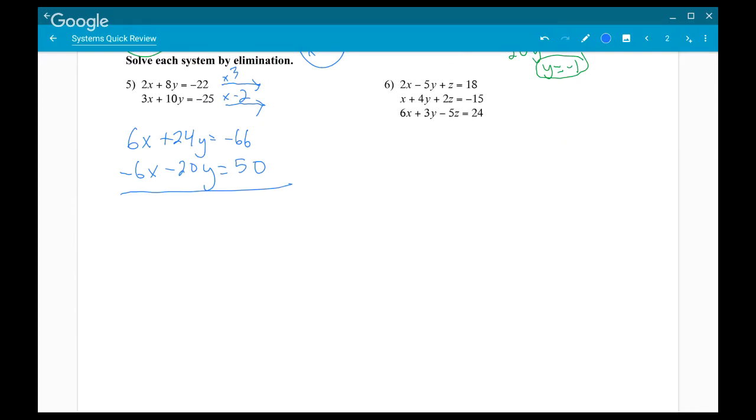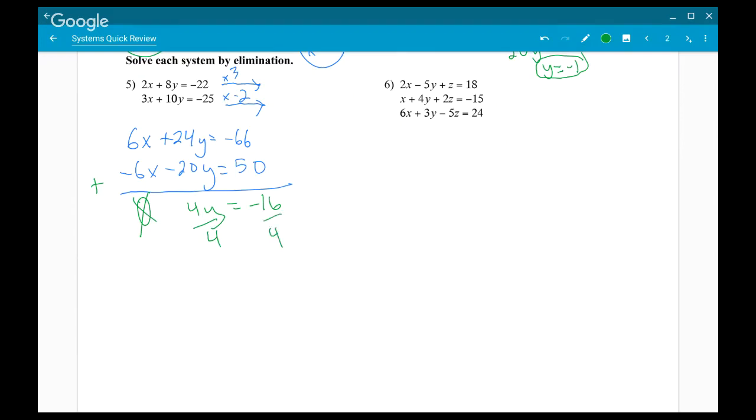So what I'm going to do now is add both of those equations together. By doing that, I'm going to add 6 and -6 together, and those are going to add to 0. So those x terms go away. Adding 24y and -20y, I get 4y. Adding -66 and +50, I get -16. If you've done this right, one of your variables will be eliminated, and all you'll be left with is a single variable. Easy enough to solve for.